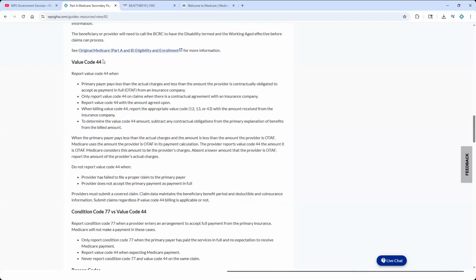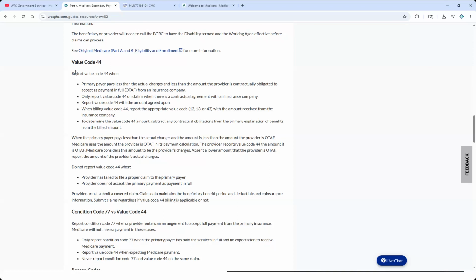I had 3 questions specifically submitted on value code 44 and whether they're always reported. The answer is it's never always done. Value code 44 can be submitted when there isn't obligated to accept as payment in full. And someone said, well, give me an example of when it's not submitted. Again, value code 44. What about a preferred provider organization?